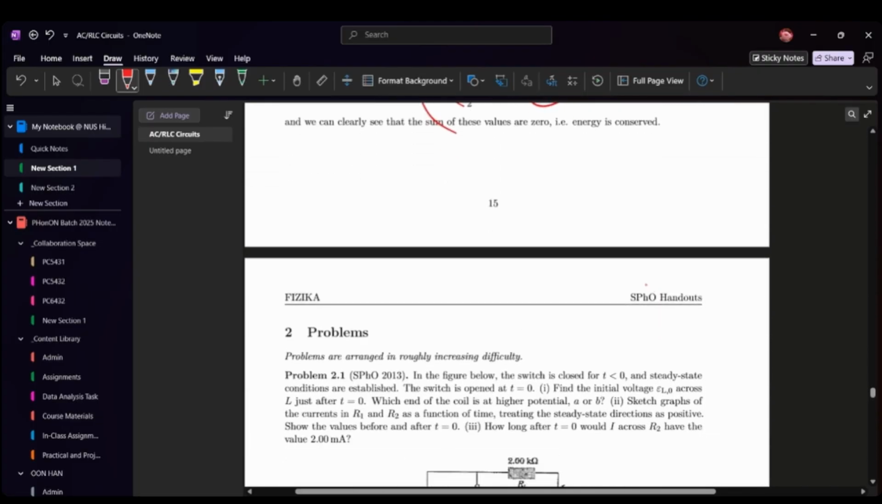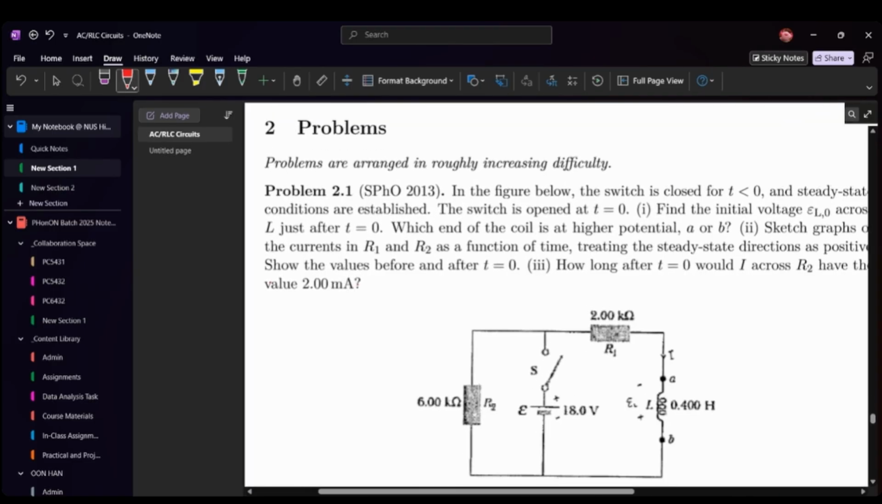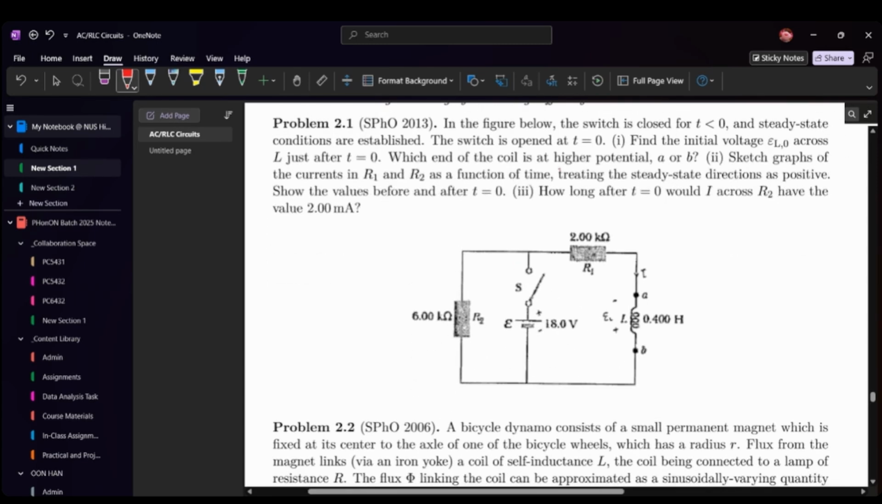So the first question is problem 1. Actually, I haven't done the problem yet. The circuit is established, and the switch is open at t equals 0. The first thing you want to do is you find the initial voltage across L just after t equals 0.